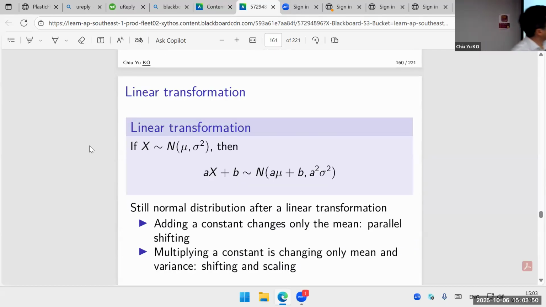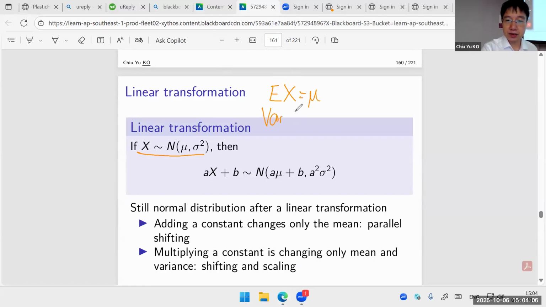So the linear transformation here is like I have the X like this. From this one, I would know immediately this is mu, and the variance is sigma squared, you know it already. The next thing you know must be true is that the expectation of aX plus b will be a mu plus b. That is what we learned, the linear property.